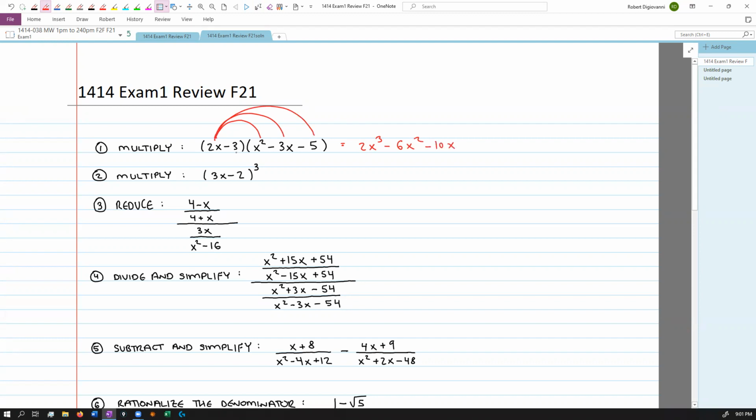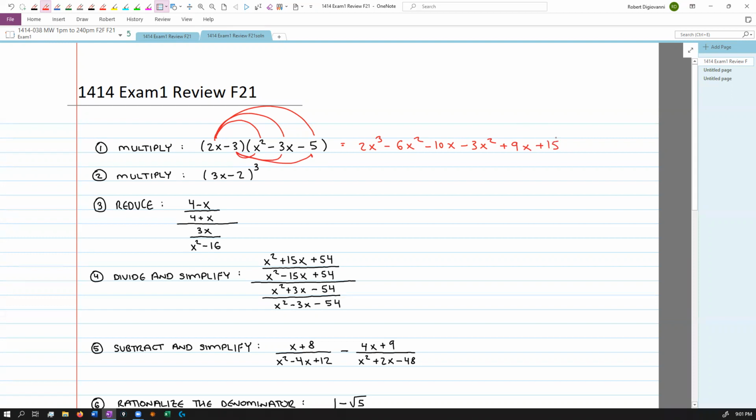Then we move to the second term here. Minus 3 times x squared is negative 3x squared. And then minus 3 times minus 3x gives us plus 9x. And then negative 3 times negative 5 gives us positive 15.